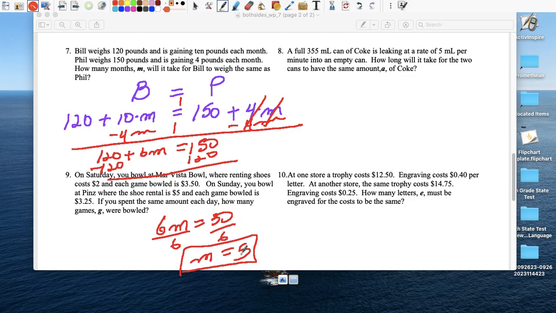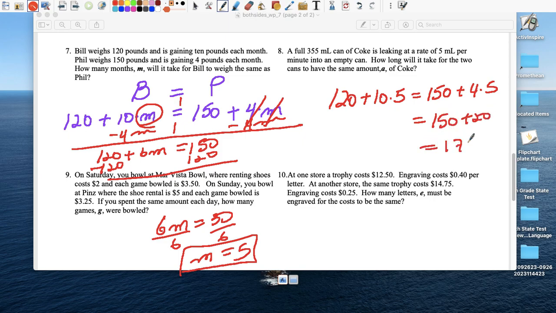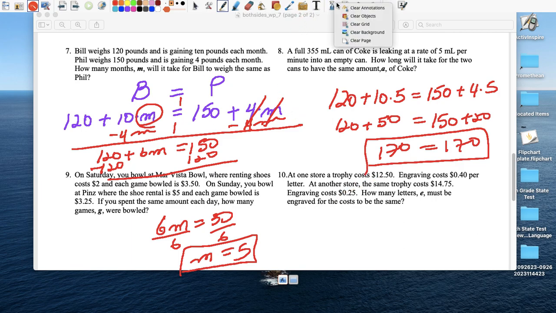And again, I didn't ask you today, but we're going to go back to the original equation. We can substitute and figure out what weight that is. So 120 plus 10 times 5, replacing the M with 5, equals 150 plus 4 times 5. It should be exactly the same. On the right side, 150 plus 20 is 170. On the left side, 120 plus 10 times 5, which is 50, and I also get 170. So in 5 months, they both will be 170 pounds.